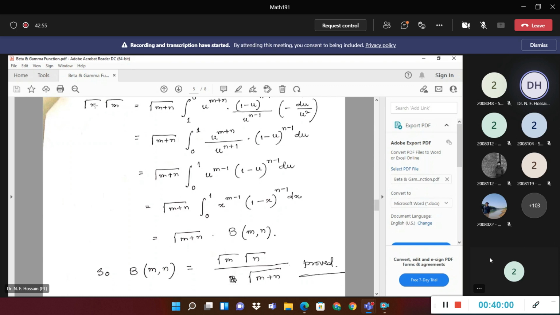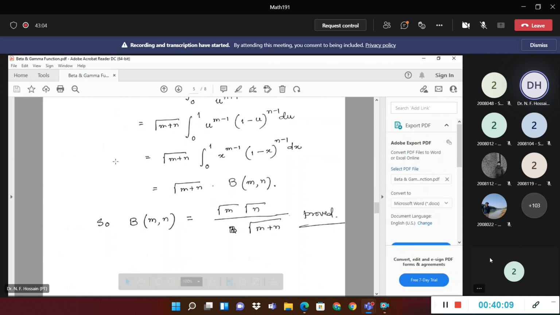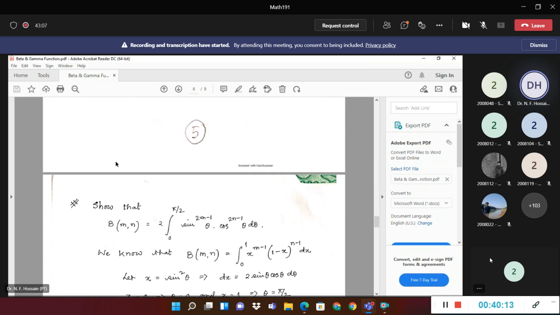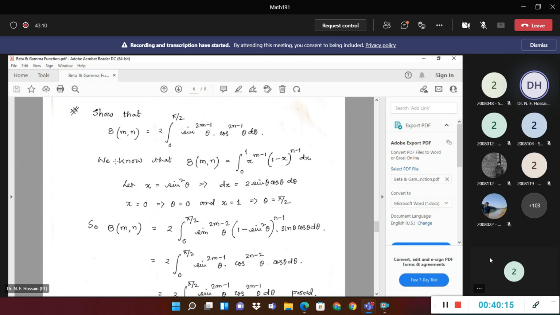So in the left side, it was gamma n into gamma m. So the value of beta mn equals to gamma m into gamma n divided by gamma m plus n. Very important relation. Now there is another expression for this beta function as integral of sine and cos, a combination of sine and cos. We have to show that beta mn equals to 2 into integral 0 to pi by 2 sine to the power 2m minus 1 theta into cos to the power 2n minus 1 theta d theta.